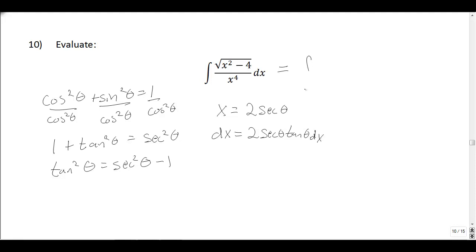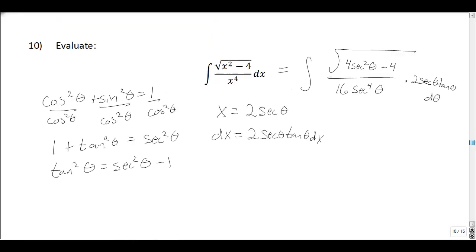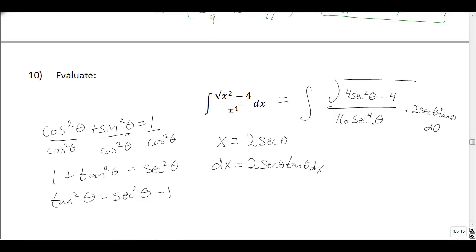Okay, so what I get is an antiderivative of square root x squared minus 4, which is 4 secant squared theta minus 4, over x to the 4th, that's 2 to the 4th is 16, secant to the 4th theta, and then I get my dx, which is 2 secant theta tangent theta d theta. And I'm going to put that down here because my screen doesn't work so well on the edge. All right, so I'm going to jump this integral down here.